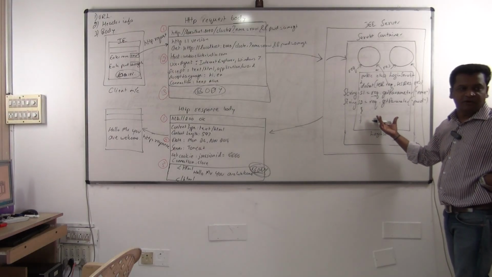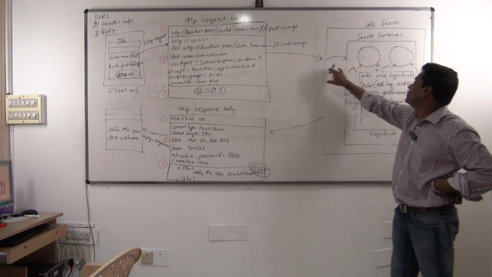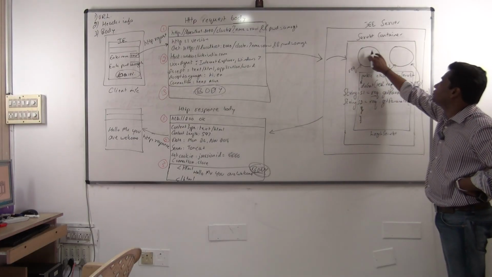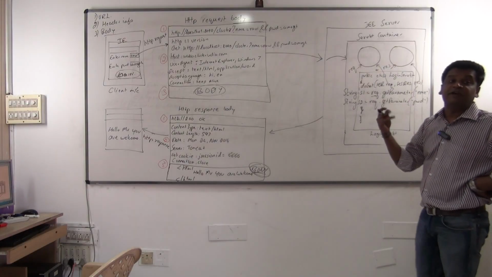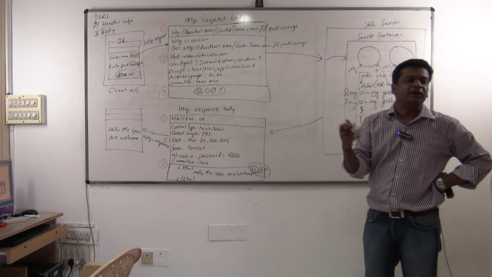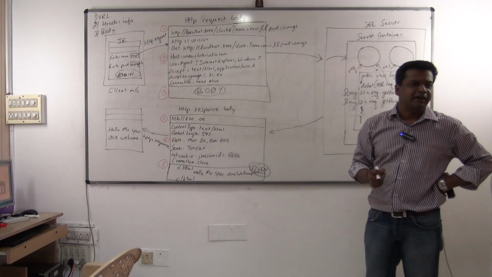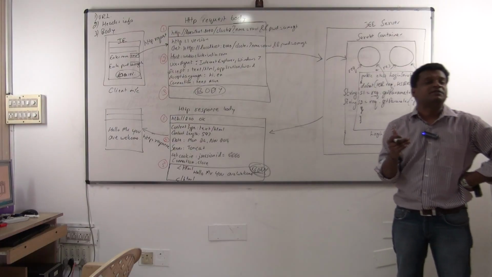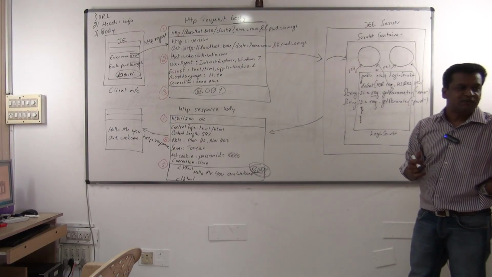Inside your class you have the doGet method. So what is going to happen? As soon as the request comes, this doGet gets executed. When doGet is executed, these two objects are created implicitly by the container. There are a lot of objects which get created inside your servlet container, and these objects are nothing but your HttpServletRequest object and HttpServletResponse object.